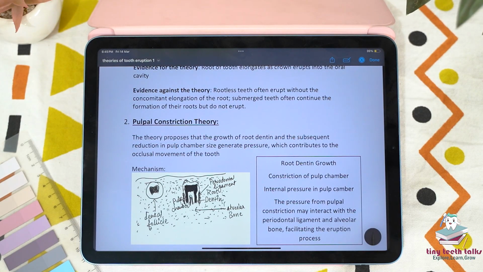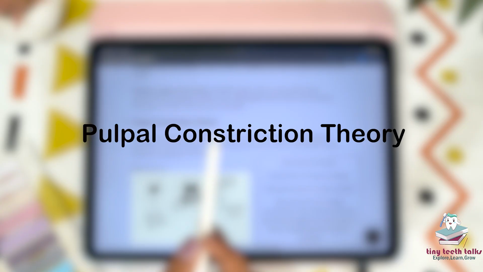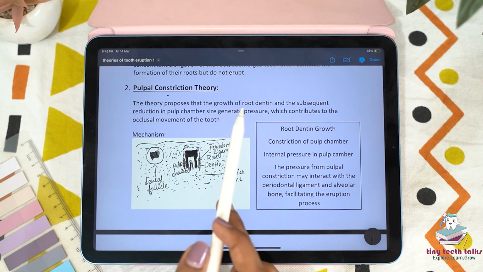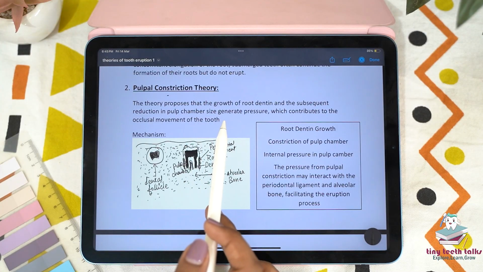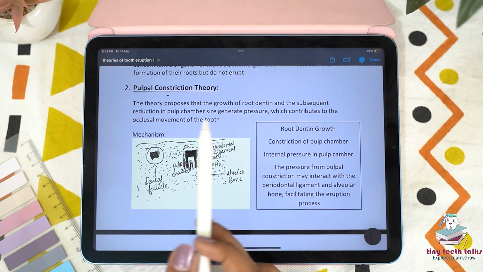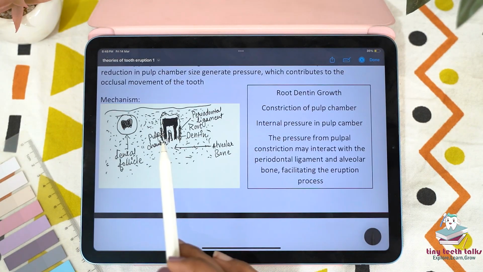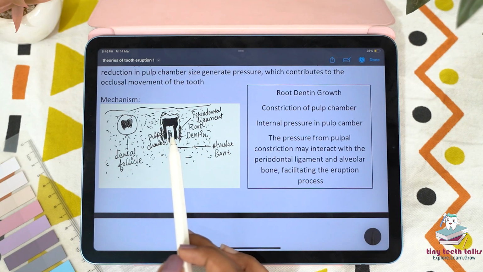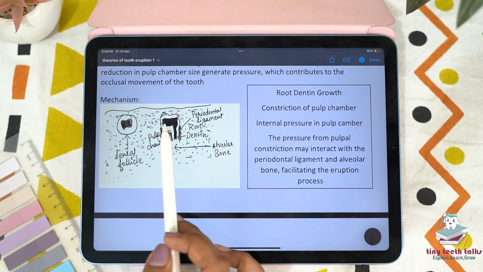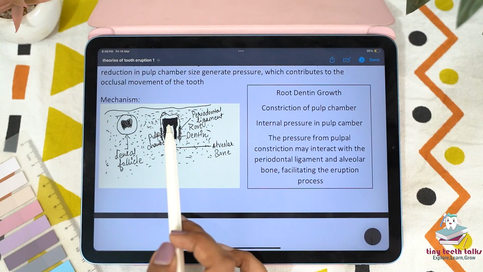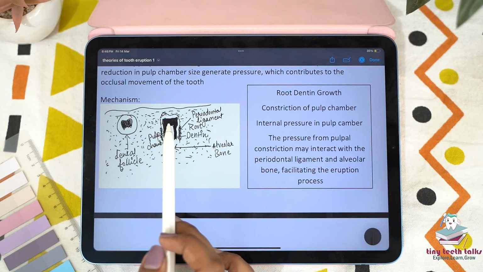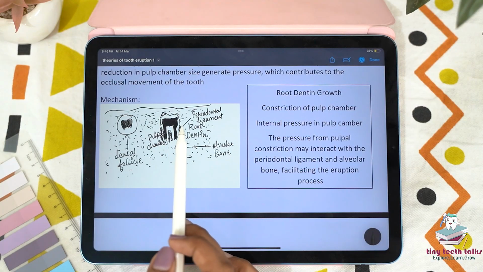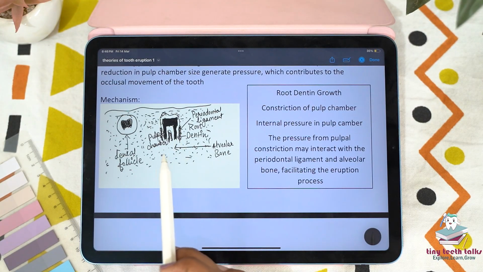So coming to the second theory, which is the pulpal constriction theory. The theory proposed that the growth of the root dentin and the subsequent reduction in pulp chamber size generate pressure, which contributes to the occlusal movement of the tooth. There is root dentin growth, and due to this there is a constriction of the pulp chamber, which causes internal pressure in the pulp chamber, and this pressure from the pulpal constriction may interact with the periodontal ligament and alveolar bone, facilitating the eruption process.